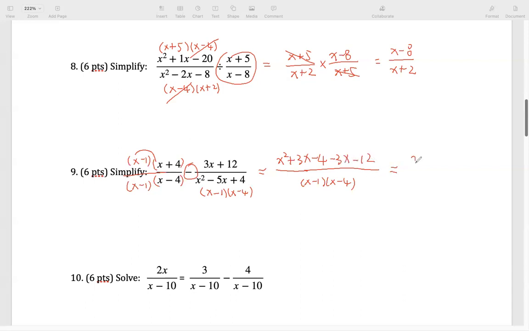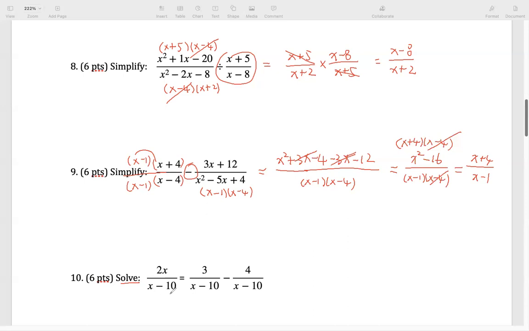So that simplifies to x squared, 3x and negative 3x cancel out, minus 16 divided by x minus 1, x minus 4. Well, x squared minus 16 is a difference of two squares. That's x plus 4, x minus 4. Now, x minus 4 in the numerator, x minus 4 in the denominator. So left with x plus 4 divided by x minus 1.